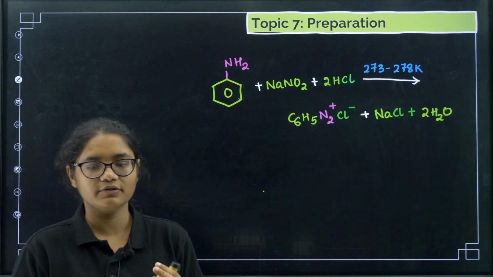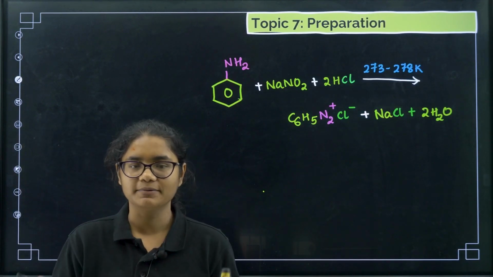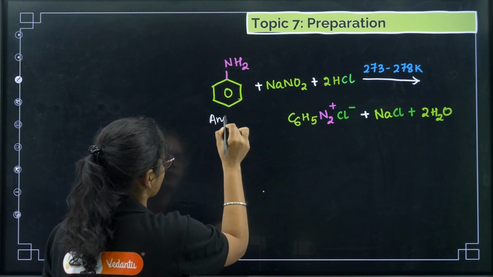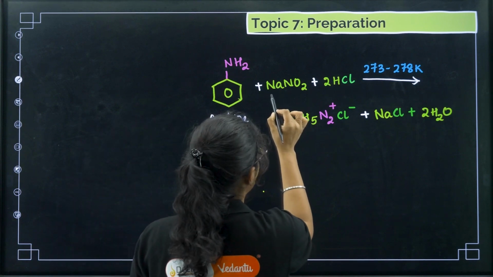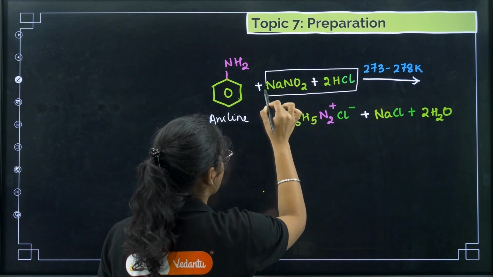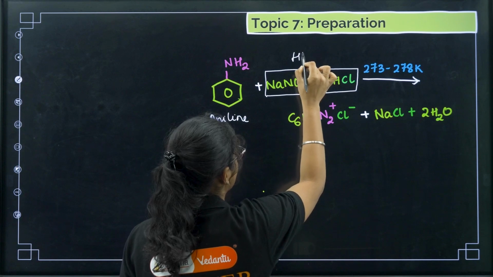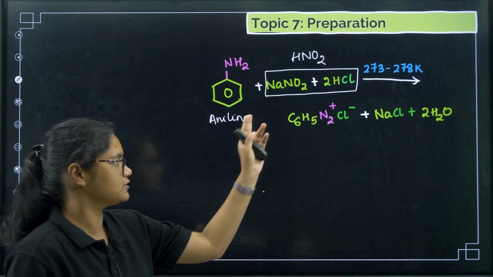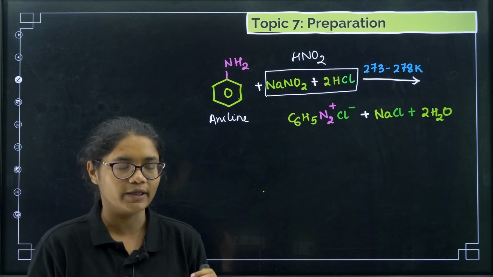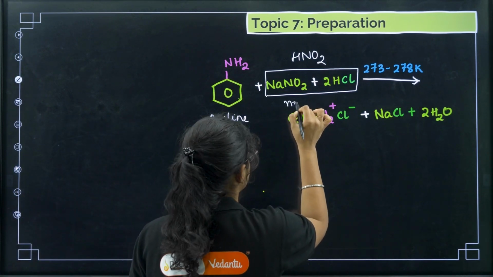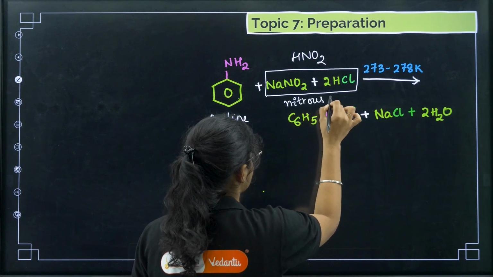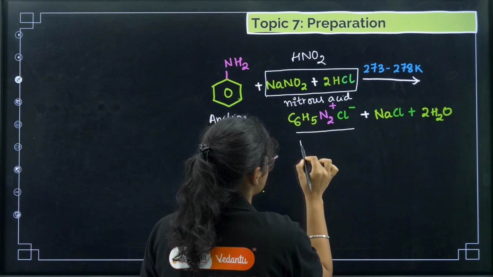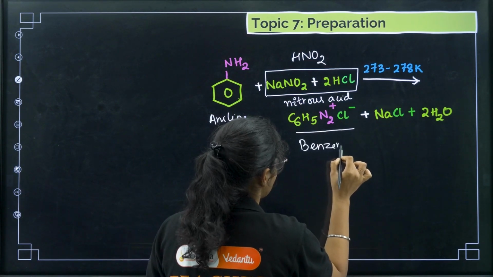Coming to the first thing, the preparation. Preparation is very easy, only one method is there. First we take aniline and we treat it with NaNO2 and HCl. This NaNO2 and HCl can also be written as HNO2. In the exam it may be asked in the form of HNO2 or in the form of NaNO2 plus HCl, and this is nothing but nitrous acid. The NH2 group in presence of this converts to something called benzene diazonium chloride.